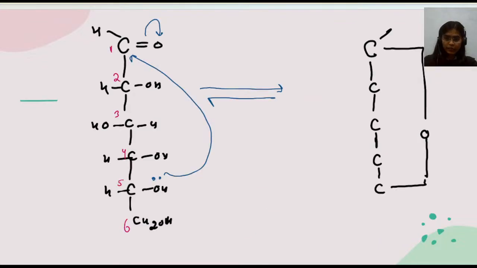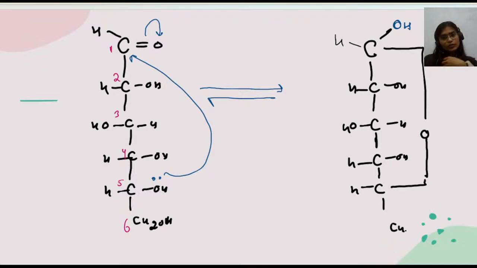Let me go back again. So this carbon combined with one OH group. Let's restore all the hydrogens. Everything will remain the same, it is not going to change. So it's OH, hydrogen, OH, OH, hydrogen, and the last group will remain the same, that is CH2OH. Now look at carbon number one, this carbon. Now this carbon is going to decide whether the glucose is dextrorotatory or levorotatory. So let's see how to identify.